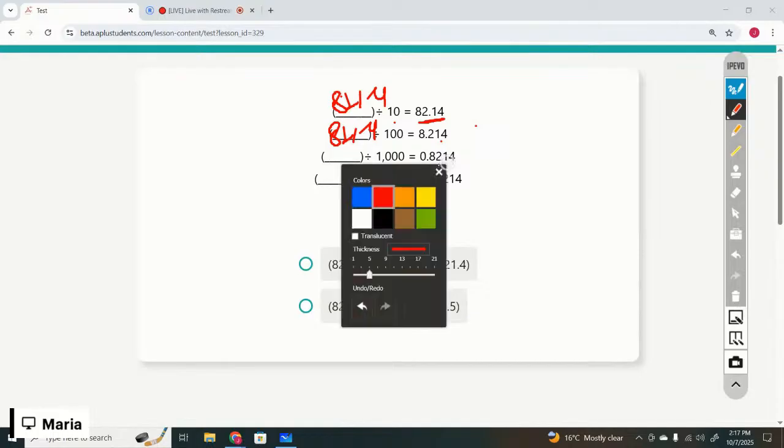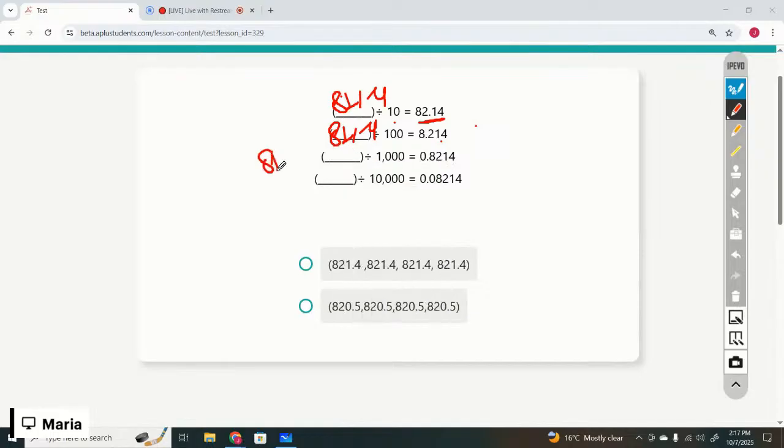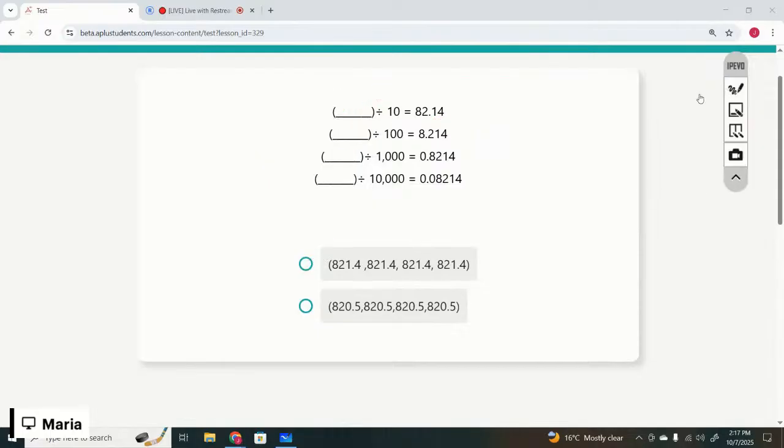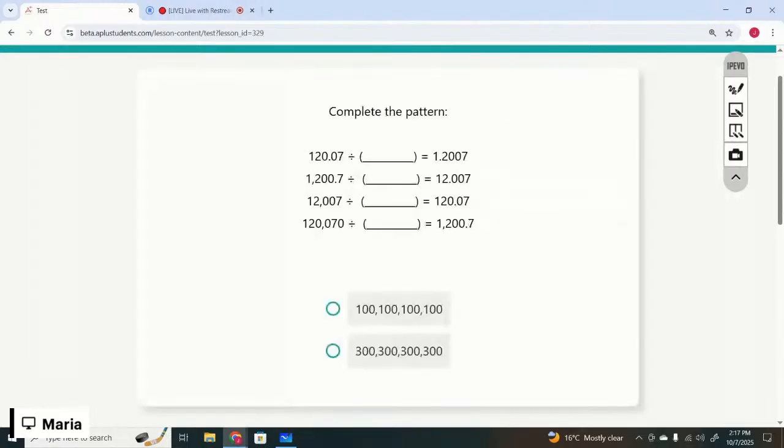So it is dividing by three zeros. So the decimal point would be three places, right? Again, all these numbers are 821.4. Option number one is the correct option. They all are 821.4.